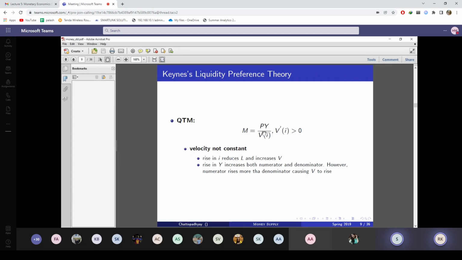And you see over here, your money demand depends on Y positively, that's a transaction demand for money. Money demand depends on I negatively, that's a speculative demand for money. मुझे मिल गया है liquidity preference.